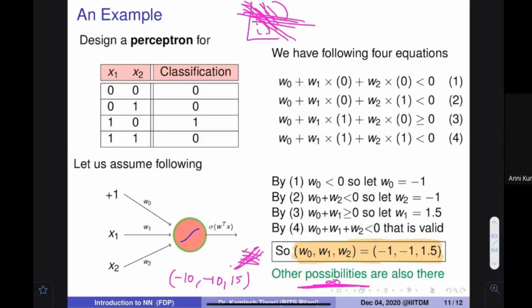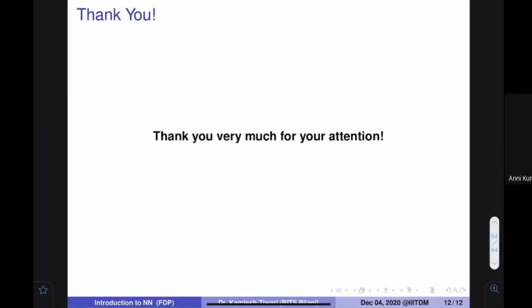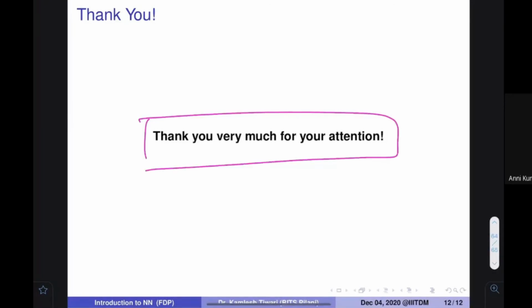So I think this was the last slide for me. In this particular session, we have discussed what a perceptron is. It is a linear decision boundary. How to find the parameters for the perceptron, how to find the perceptron for the data that is given to me, and what power it has.